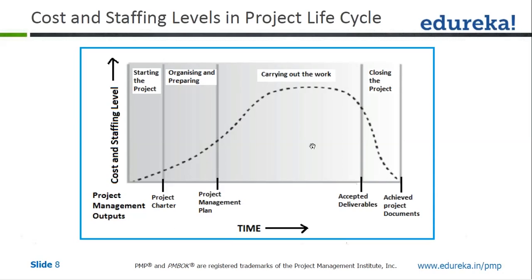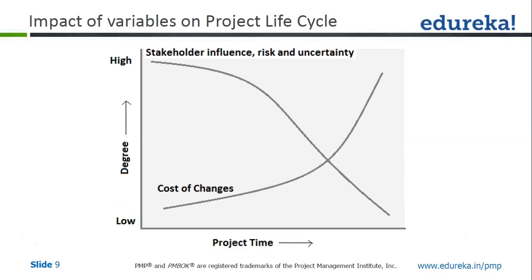You may get a question saying, in closing the project, your cost goes down, or those kinds of questions. So that is the significance of costing and staffing levels in a generic project. Why I'm saying generic project life cycle is that there will be different phases for different industries, and this is a generic phase set which covers all industries. All right, moving on.